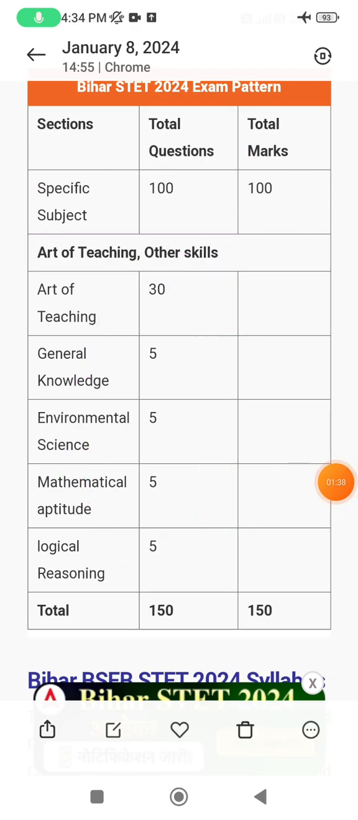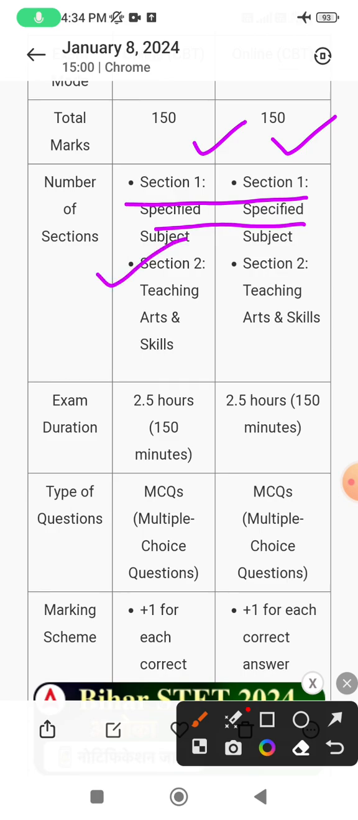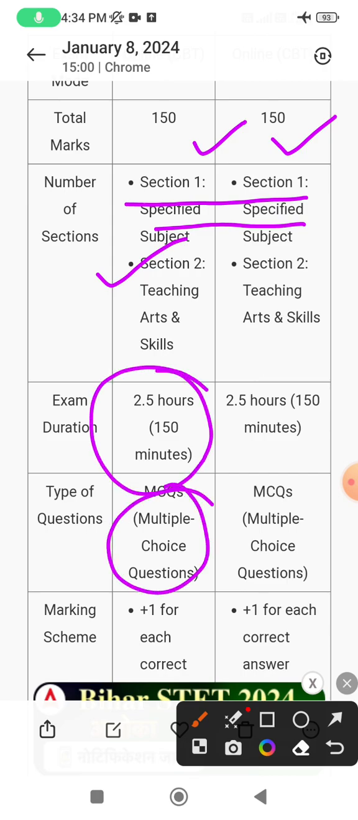Now we can see this here also. It is written 150 marks, 150 questions, and part 1, section 1 is your subject specified, section 2 is teaching arts and skills. Then the exam duration is 150 minutes. These are multiple choice questions, each of 1 mark, and there is no negative marking.